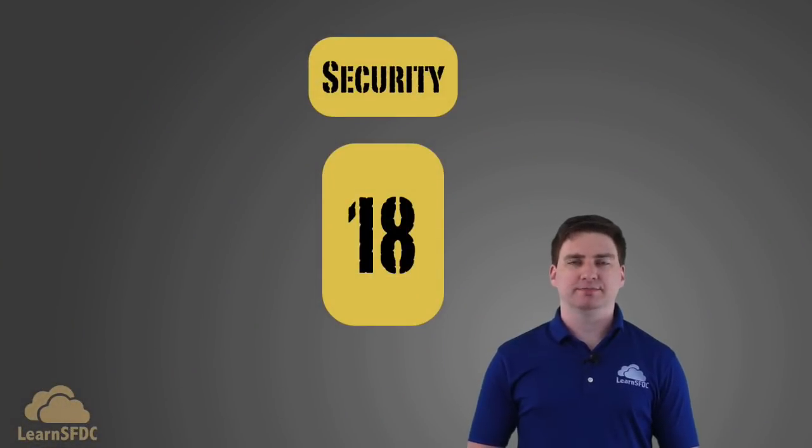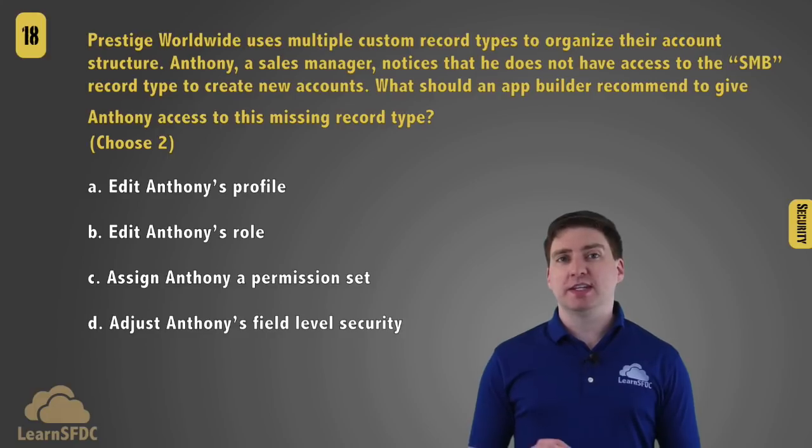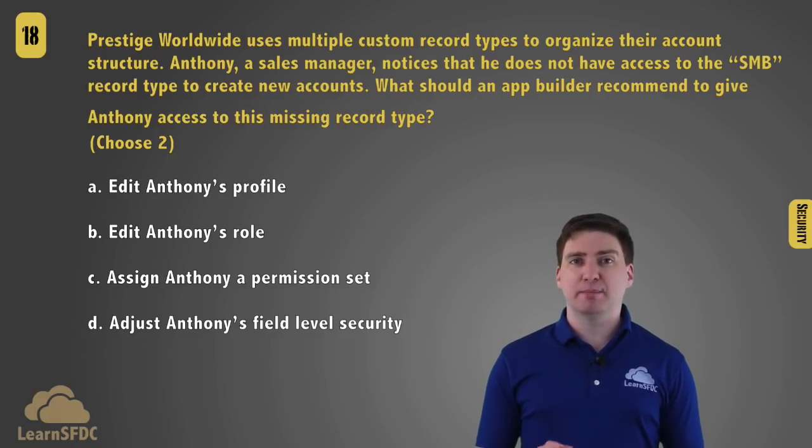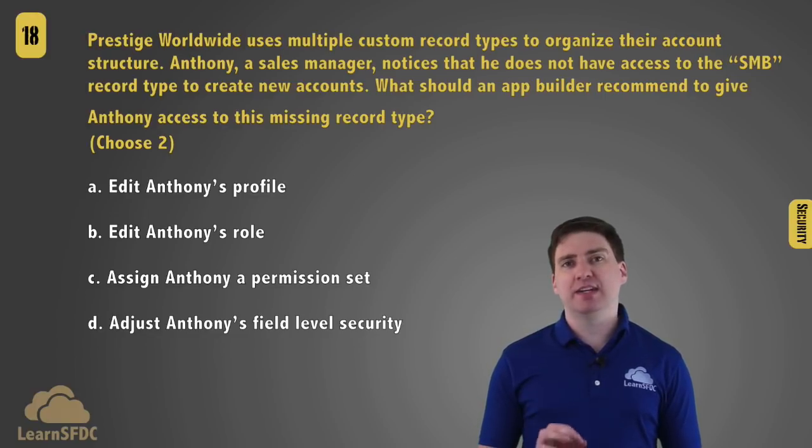Question 18. Prestige Worldwide uses multiple custom record types to organize their account structure. Anthony, a sales manager, notices that he does not have access to the SMB record type to create new accounts. What should an app builder recommend to give Anthony access to the missing record type?